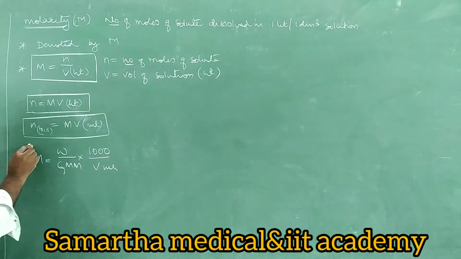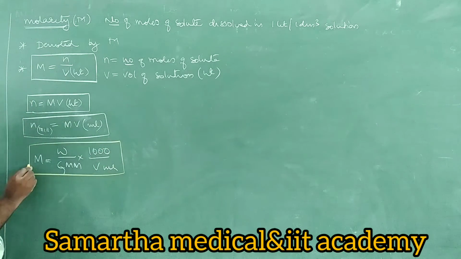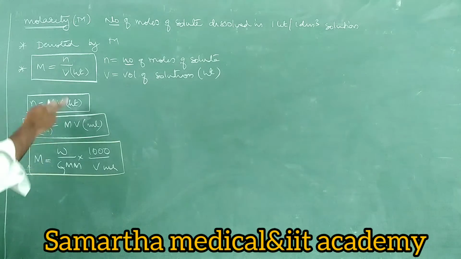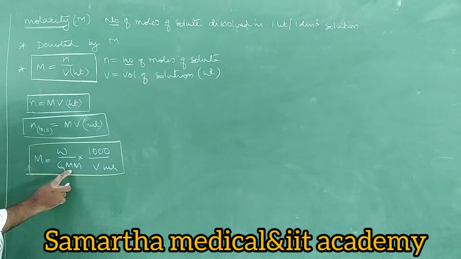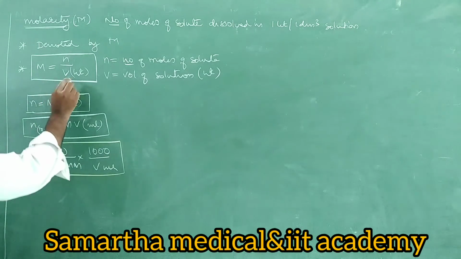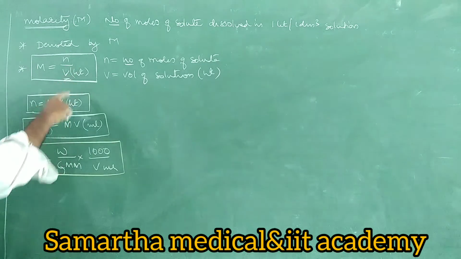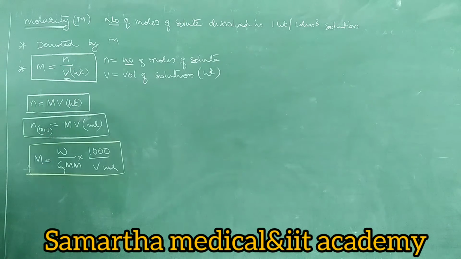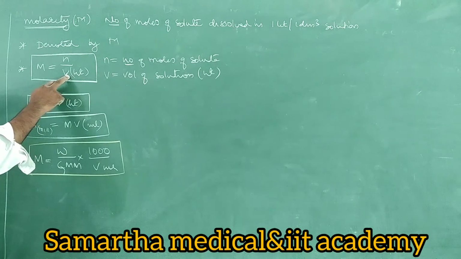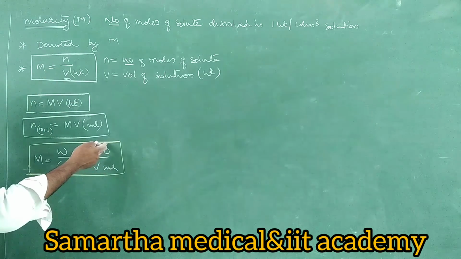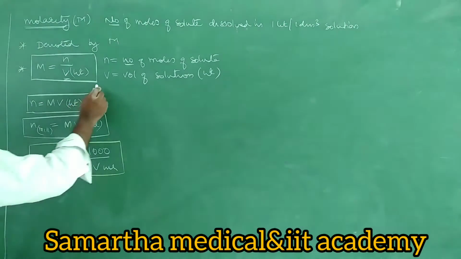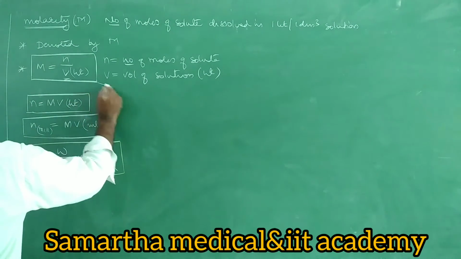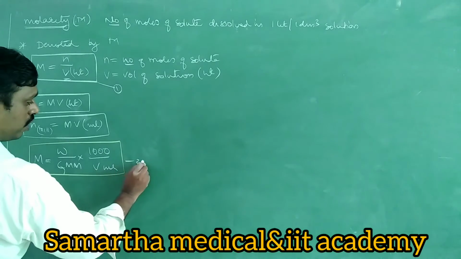Can you take this? In this equation, n is equal to weight by gram molecular weight, mass by gram molecular mass. Then the volume is in liter. This volume in liter is converted into milliliter, therefore this volume should be divided by 1000. It comes to the numerator, so 1000 divided by V in ml. So this is equation 1, and equation 2.